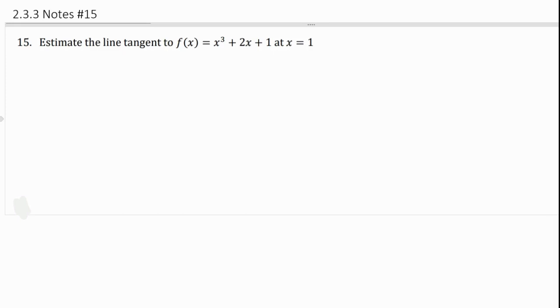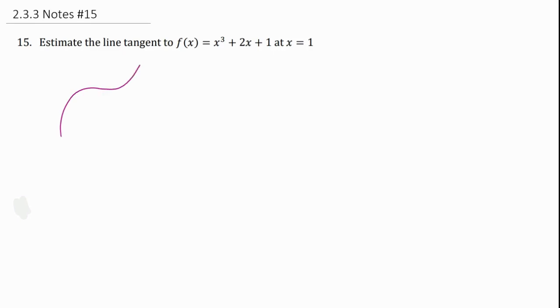line to this function at x equals 1. So really quickly, let's talk about what a tangent line means. If I have some function and I want to know what the tangent line is at that particular point, a tangent line is going to touch at that point and have the same slope.